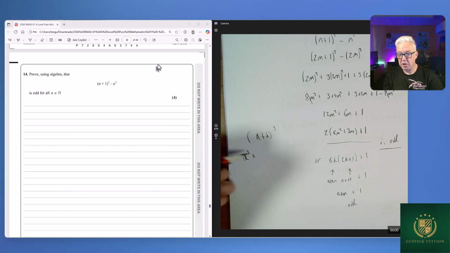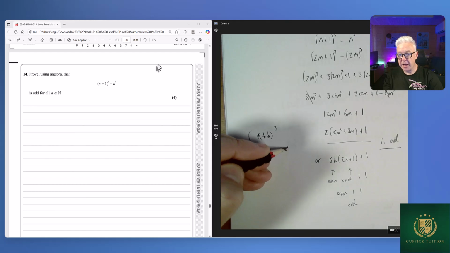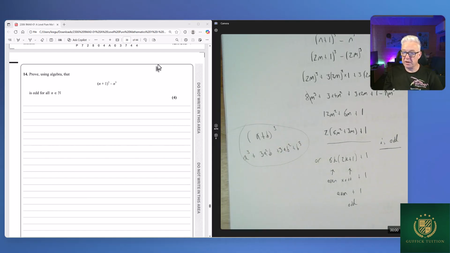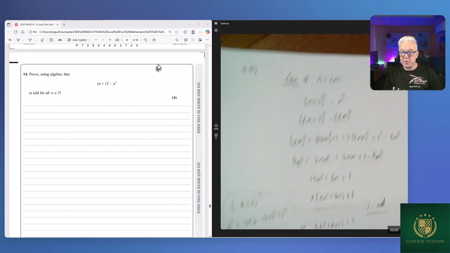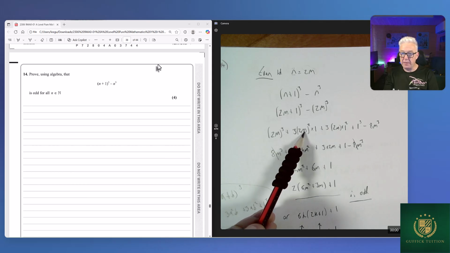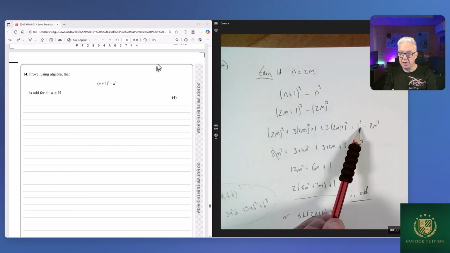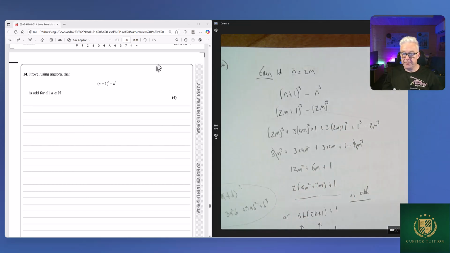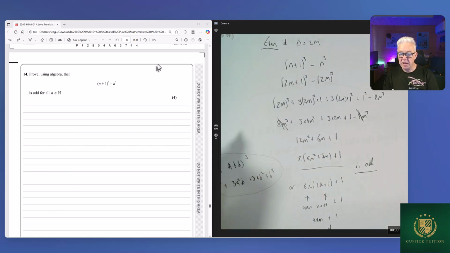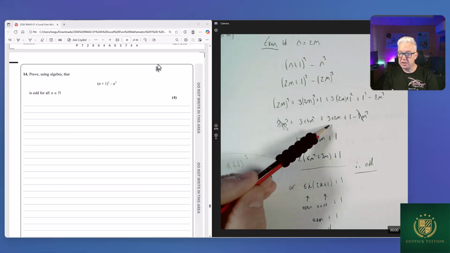It's going to go to a cubed, add 3 lots of a squared b, add 3 lots of a b squared, add b cubed. And that is just such a nice little shortcut for expanding a triple bracket. Okay, and that's what I've done here. So my first term is (2m) cubed, then I've got 3 times (2m) squared times 1, 3 times 2m times 1 squared, and then plus 1 cubed, minus the 8m cubed. So you collect like terms, the 8m cubeds cancel, and we get 3 times 4, so that's 12m squared, and 3 times 2, so 6m.